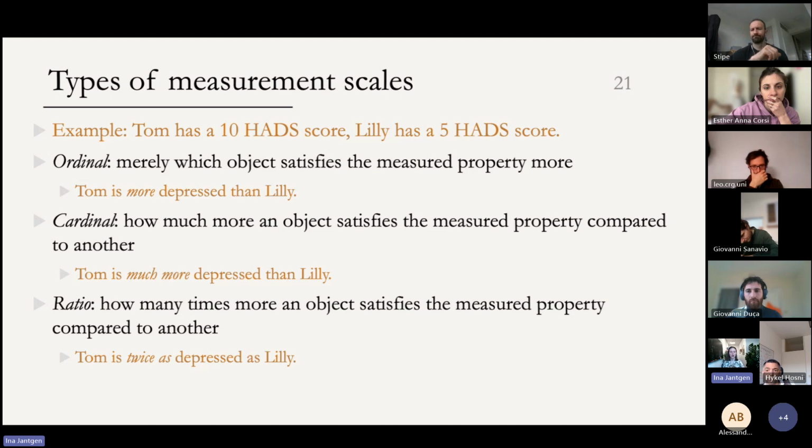Okay, so in short, what measurement scores represent about the measured property depends on what type of scale we're dealing with, whether we're dealing with an ordinal, a cardinal, or a ratio scale. Typically, we call cardinal and ratio scales quantitative scales, so sometimes I'll speak about quantitative scales, and that just means I'm speaking about ratio or cardinal scales, not ordinal ones.